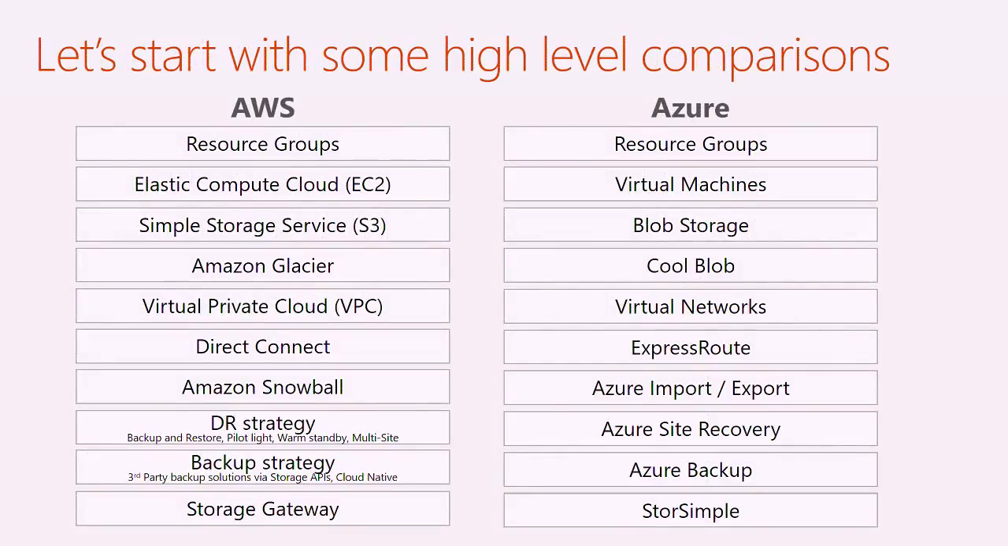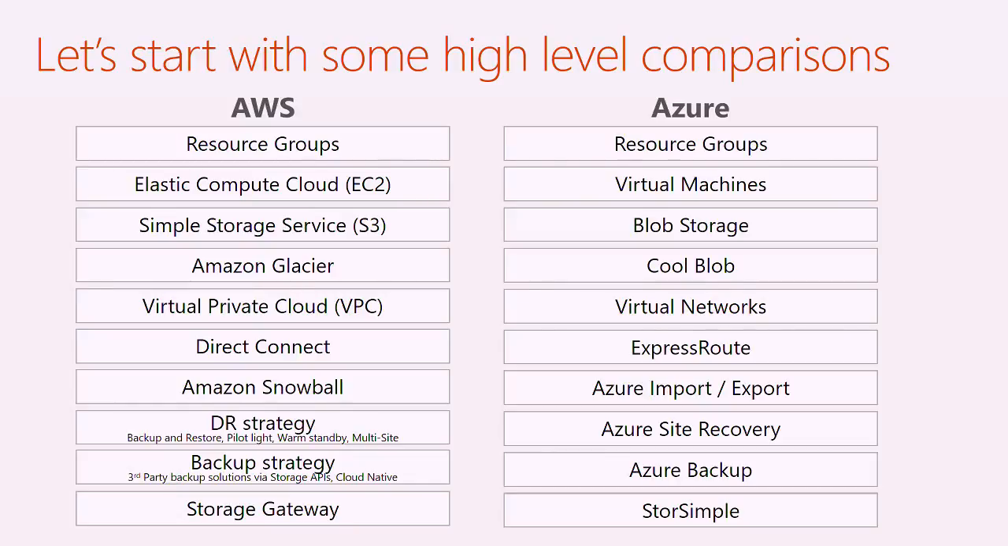All right, so let's start off with a high-level comparison of AWS and Azure. I don't really need to read it out to you. They're fairly similar in most of the major areas. So EC2, you've got virtual machines, S3 storage, we have blob storage, there's ExpressRoute, Direct Connect, and more recently, Microsoft introduced this cool blob storage, which is a cheaper tier of storage, which is there to match their Glacier storage.